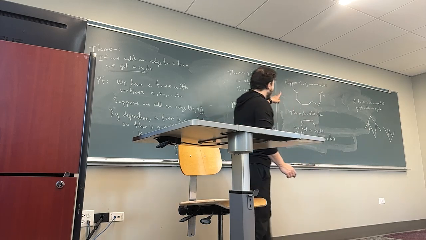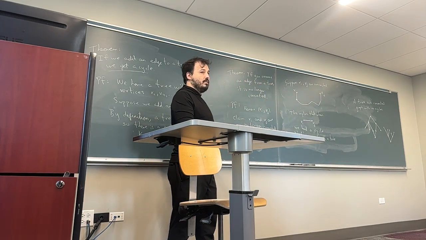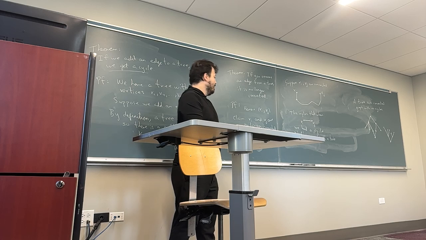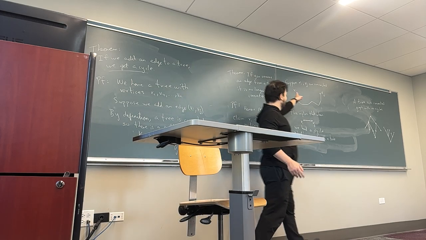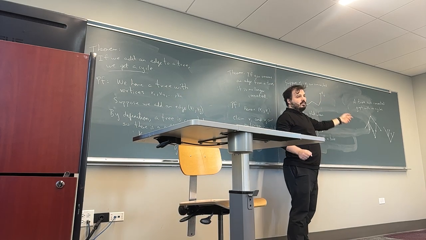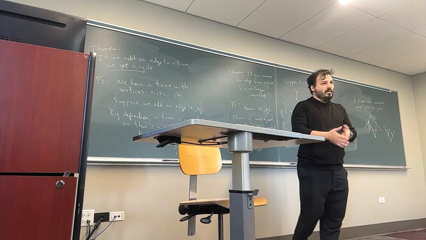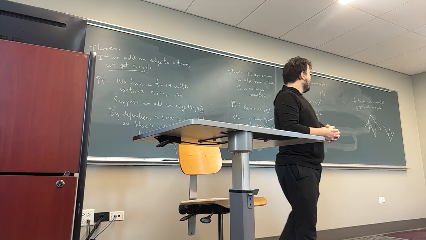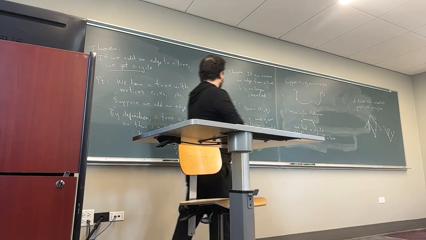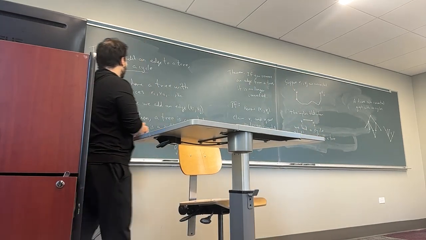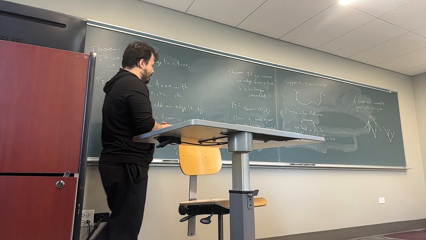So if there's a path from Vi to Vj, then before you remove this edge, there was a cycle. But if there was a cycle, then it wasn't a tree to begin with. So again, there's these two nice properties that trees have that we're going to use.